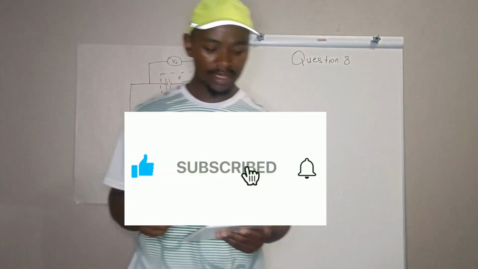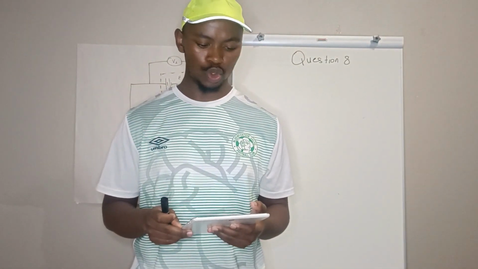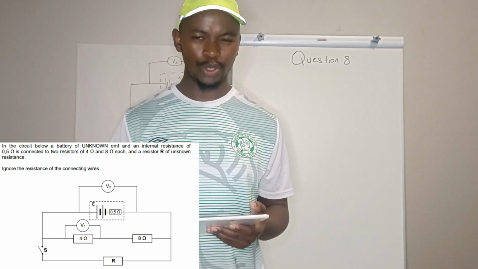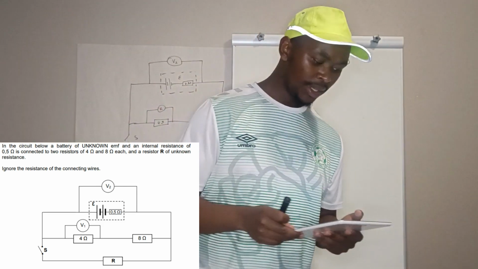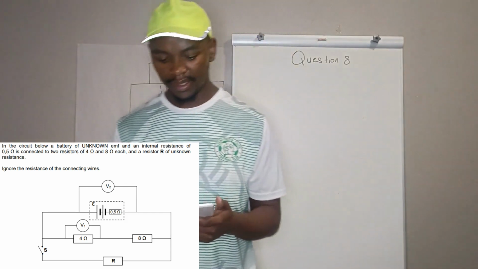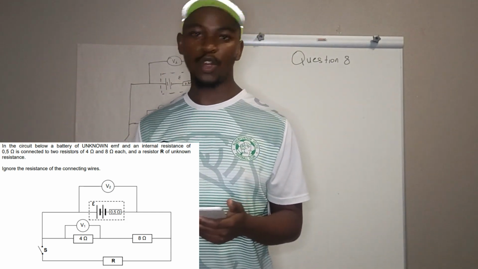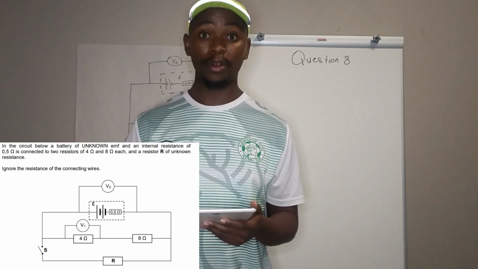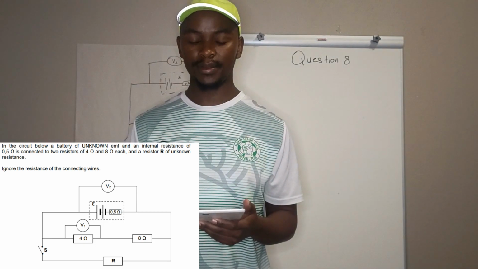Today we're going to be looking at physical science paper 1. That is the May and June question paper 2022. Alright, so we are going to go back again to circuit theorems. That includes your Ohm's law, EMFs and everything, and that all resides in question number 8.